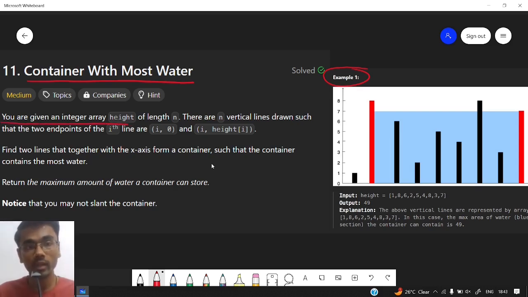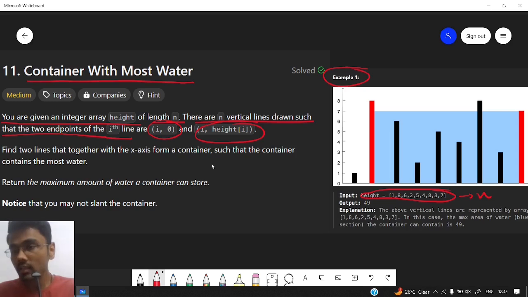You are given an integer array heights of length n, and there are n vertical lines drawn such that the two endpoints of the ith line are (i, 0) and (i, height[i]). Now what does that mean? They are saying that we are provided the height array which contains n values, and each and every value is drawn in the xy coordinate plane. So the first value is 1, so height of 1 is drawn here. Next value is 8, so height of 8 is drawn here, and so on and so forth. It keeps going till we reach the end of the array.